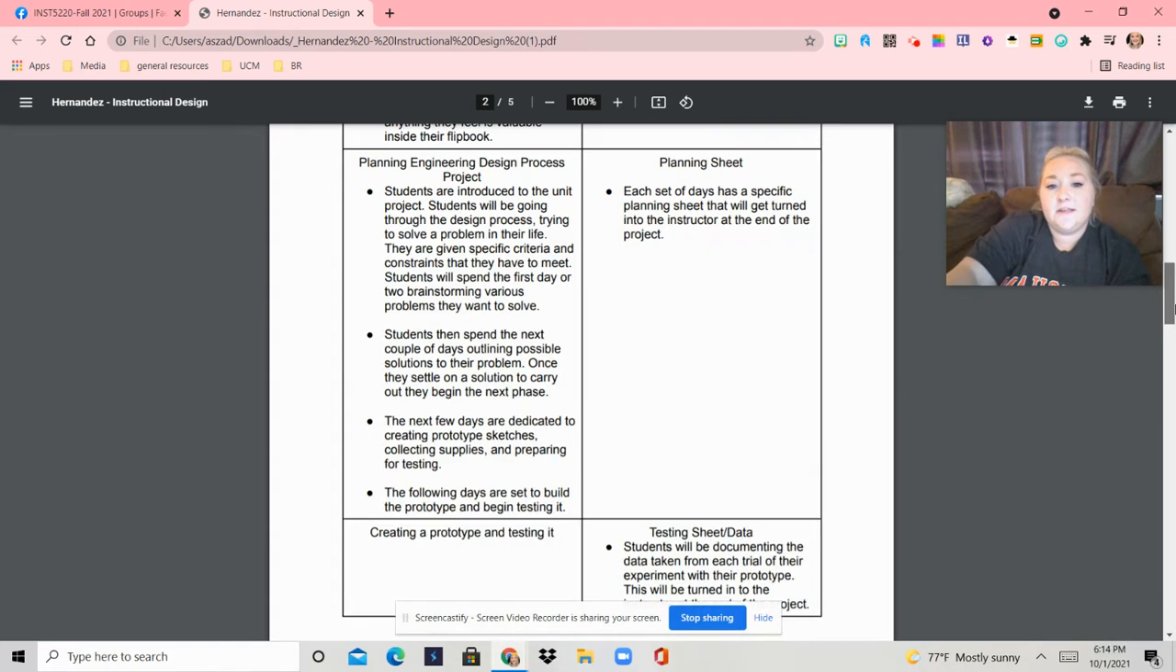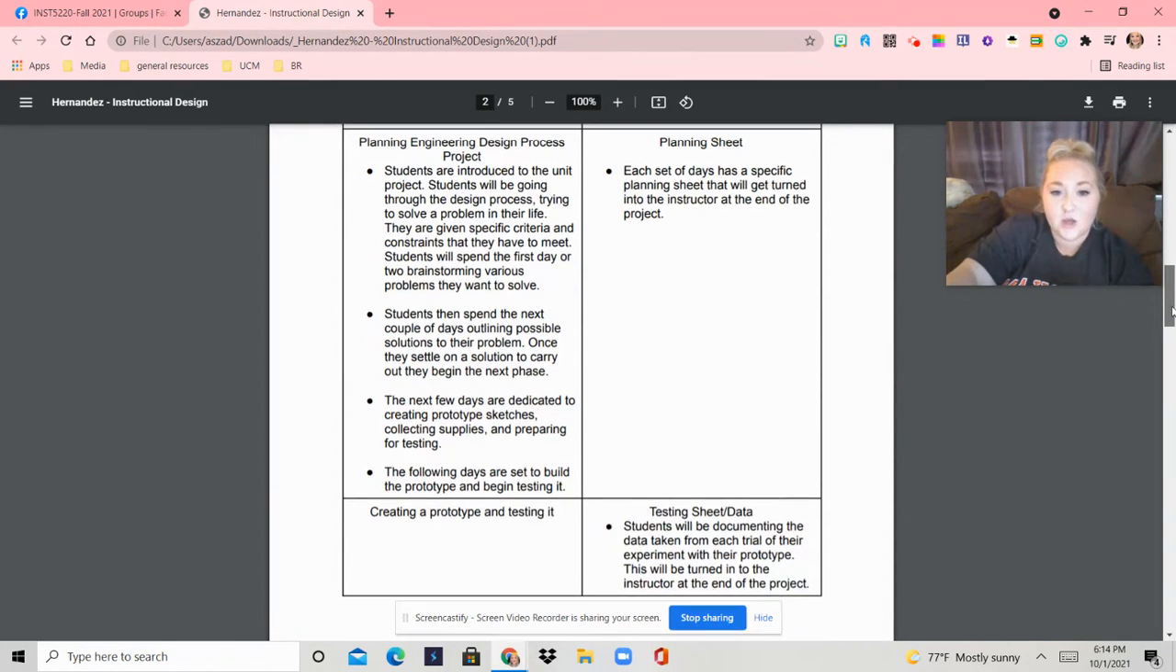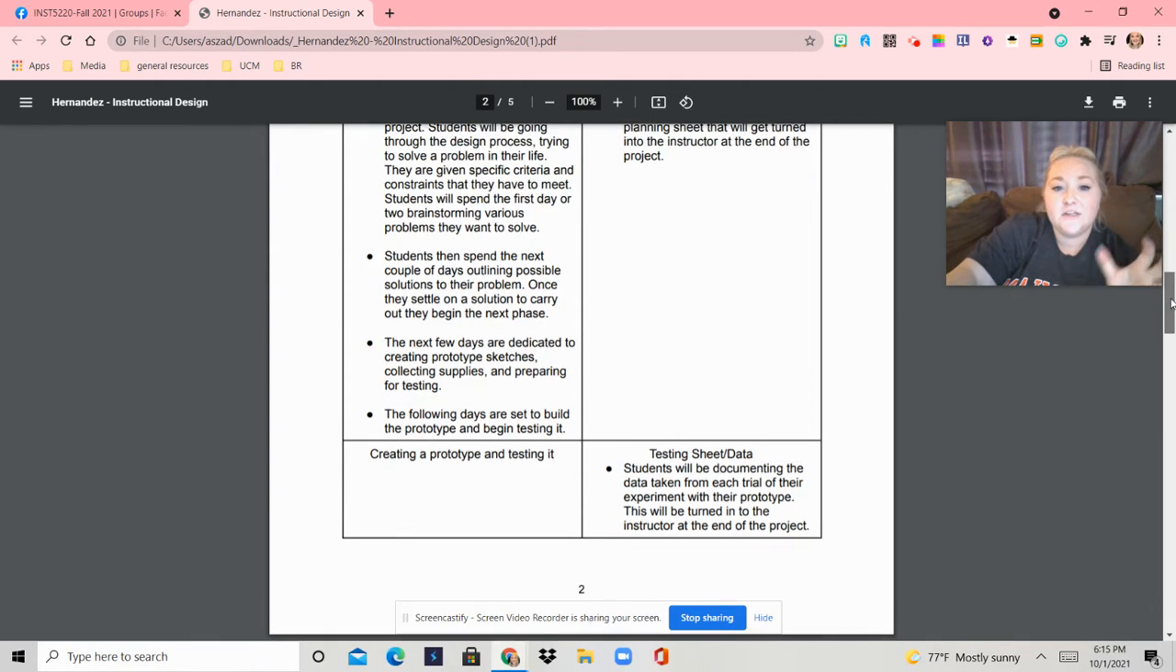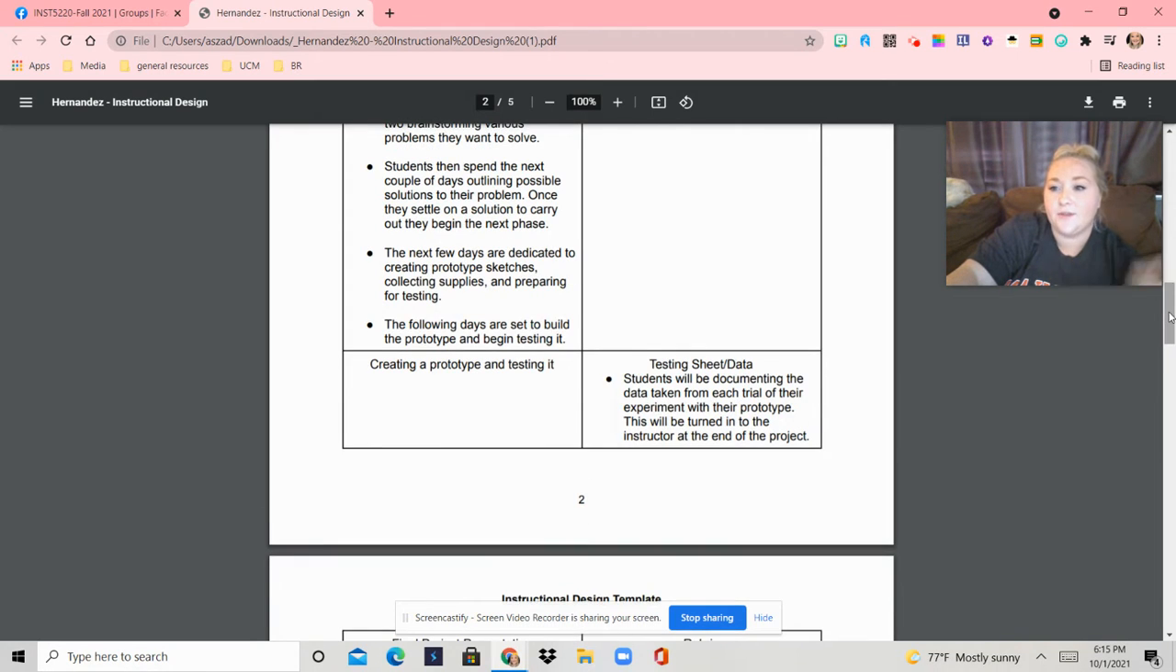Students spend the next couple of days outlining solutions. Even though this is an individual project, we do a lot of our solution talk as a whole class, so they can brainstorm together, and we talk about how more heads are better than one. The next few days are spent outlining those possible solutions, picking the best solution that they want to work on, and then heading over to create prototypes with various materials in the classroom.